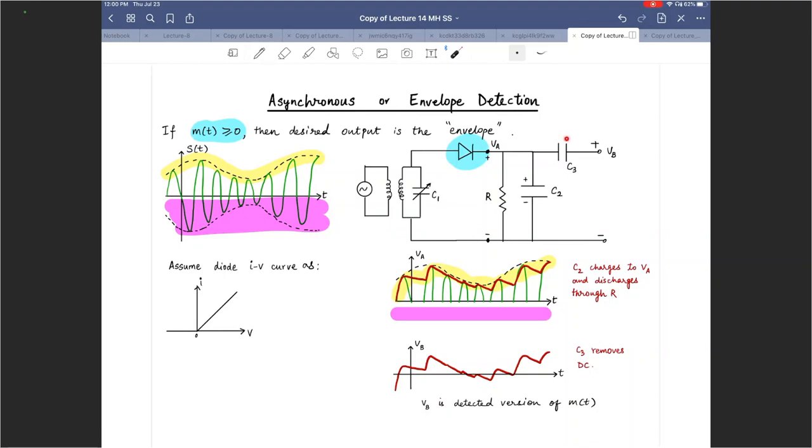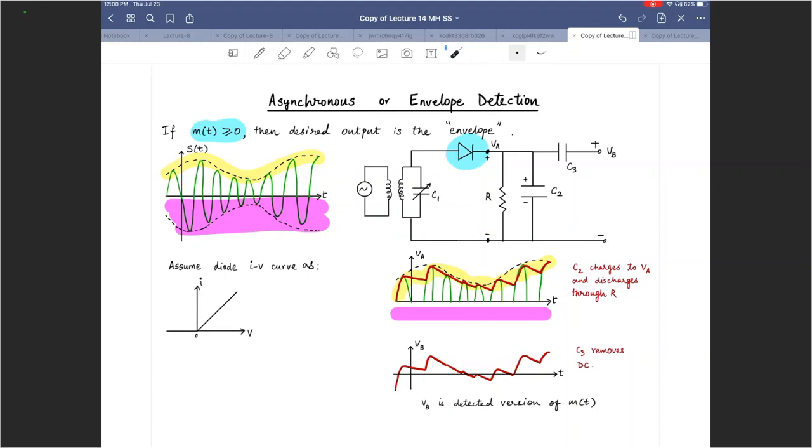Next, you have another capacitor here, C3, which is essentially functioning as the DC block. It is removing the average value. DC is being removed there. So it brings down the envelope with a mean of 0. So that is your message. VB is now the detected version of M of t. So pretty close, not exact, but it is able to do a job.